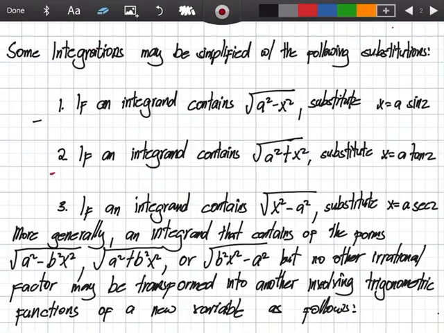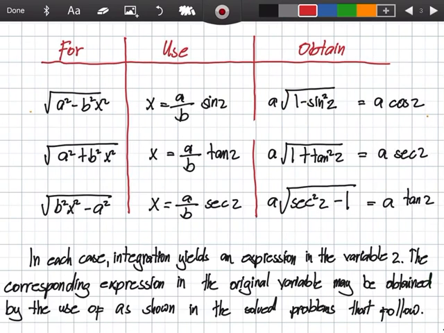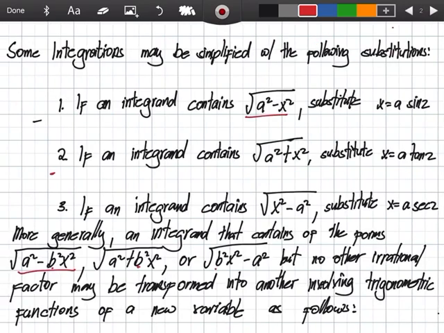So, what is the difference between this one and this one? There is a b. B is a constant before the variable x. So, for the square root of a squared minus b squared x squared, we can use x is equal to a over b sine z. Here it was just x is equal to a sine z. So when there is a constant b before the variable x, it becomes a over b. Then here too, a over b and a over b.